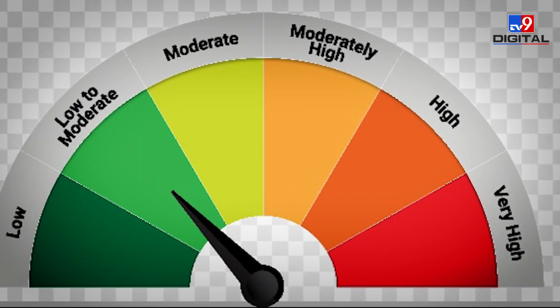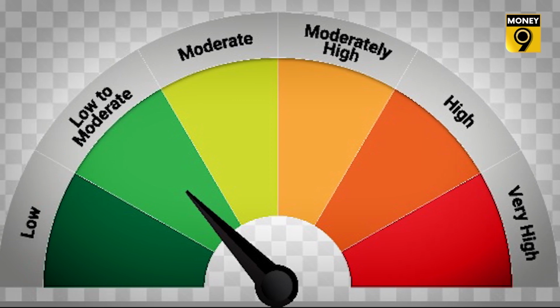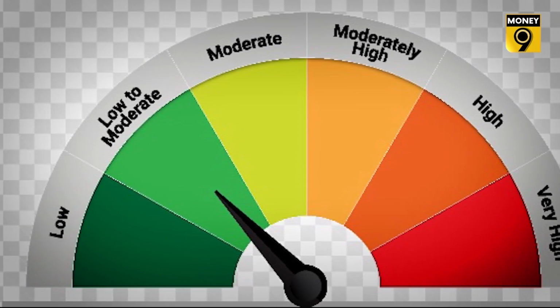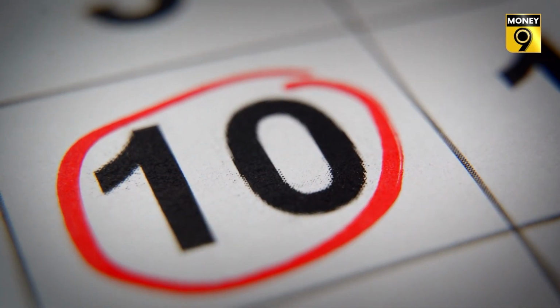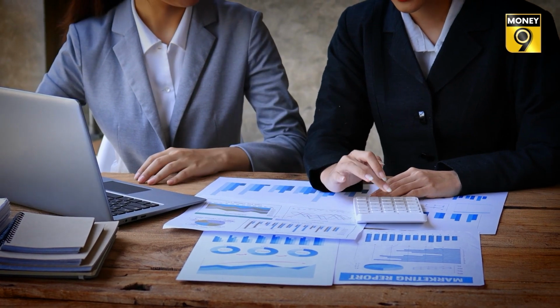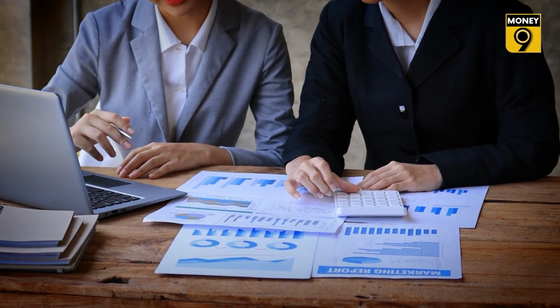In this, risk about the scheme is depicted in the form of a graph. In the mutual fund riskometer, there are 5 categories of risk. There is a different color for each category. On the 10th of every month, mutual fund houses have to publish a portfolio and the riskometer of schemes.